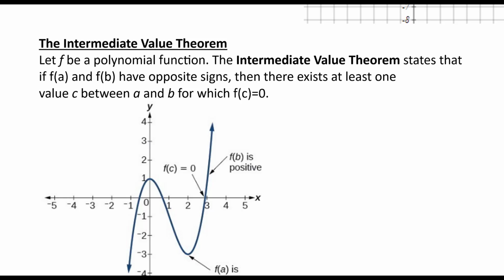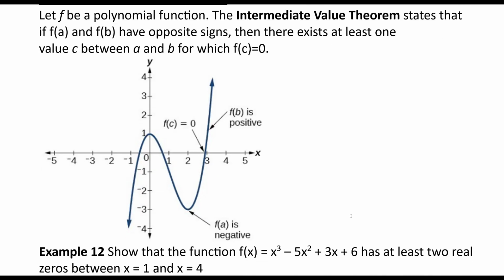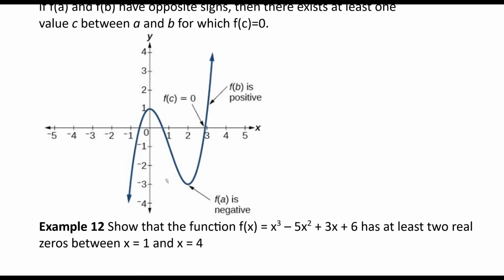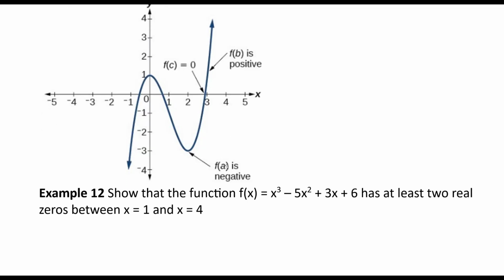The intermediate value theorem states that if f of a and f of b have opposite signs, where one's positive and one's negative, then there exists at least one value c between a and b for which f of c is 0. Just imagine a nice little graphic here. f of b is positive, f of a is negative. There must be some place that crosses the x-axis, and that would be at c.